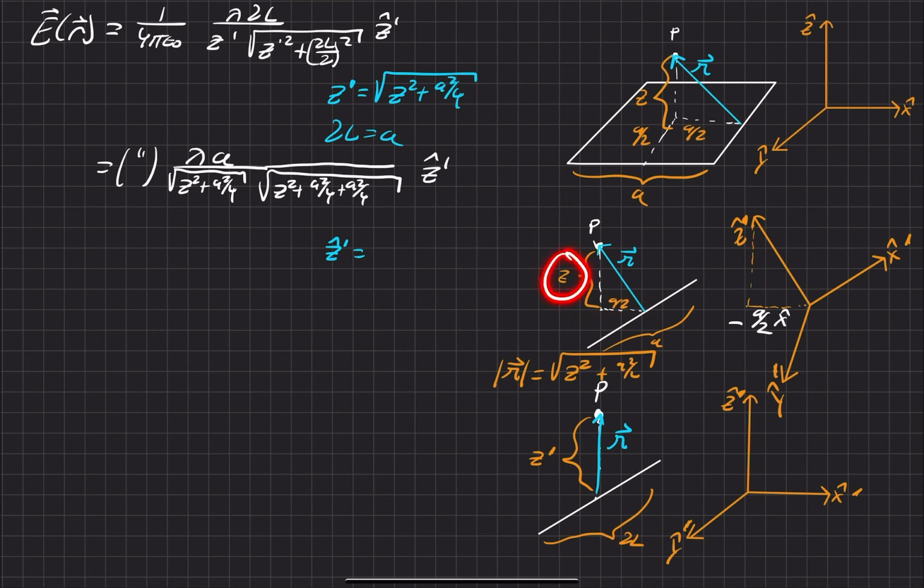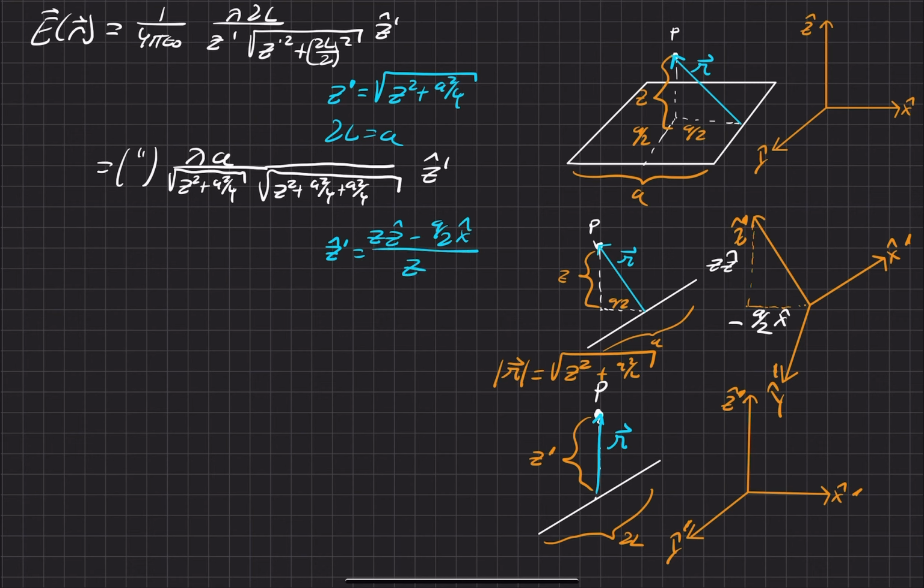That's some magnitude of z, right? So it's going to be z hat, right? So z prime hat is equal to all those directions that we have. So that's going to be z hat minus a over 2 x hat divided by the magnitude of z prime, right?